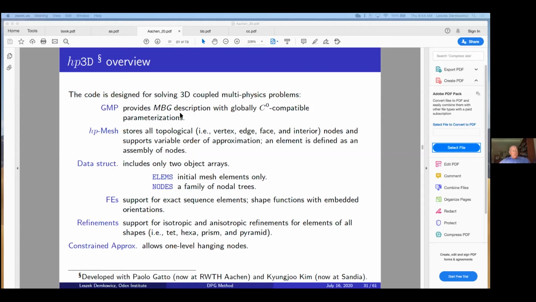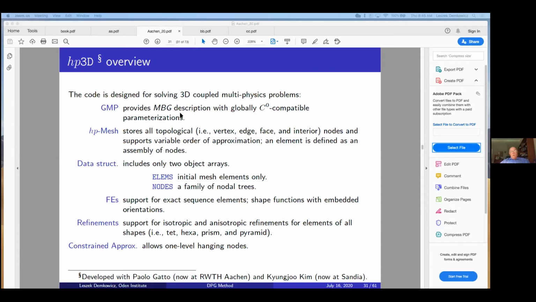The data structure, this is something that I'm very proud of over the 30 something years of my career of building those codes, has been reduced to just two arrays. Just two arrays. One of these arrays corresponds to initial mesh elements only, and it's allocated at the time of generating the initial mesh, and it's static. Typically, we assume that we start with a small number of elements in the initial mesh. Small meaning thousands, but not hundreds of millions. And then a dynamic array containing nodes.